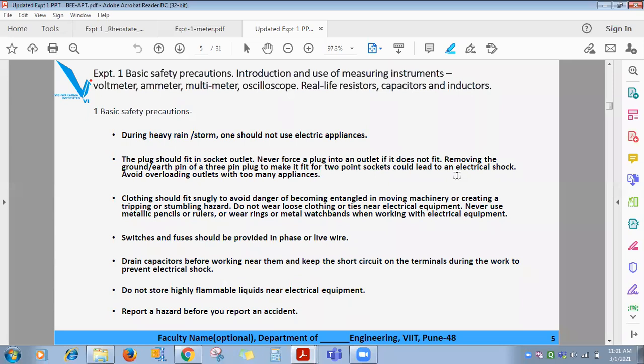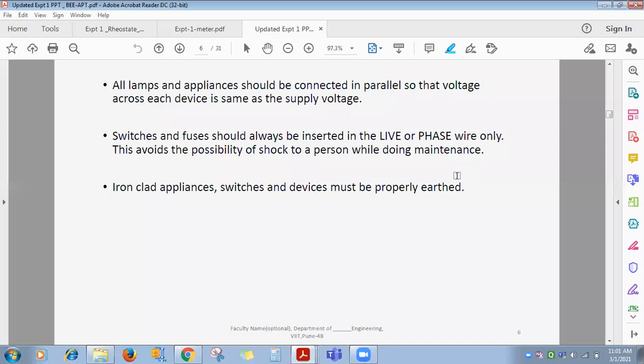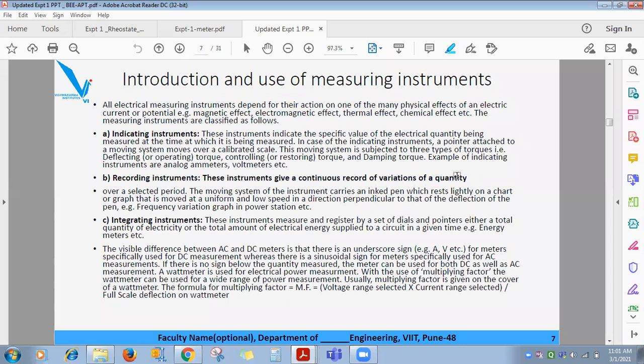Wherever required, install MCB and fuses. Nowadays fuses are being replaced by MCBs. And rather than an analog energy meter, use a digital one. So these are all the safety precautions. Clear? Now the next topic is types of instruments.